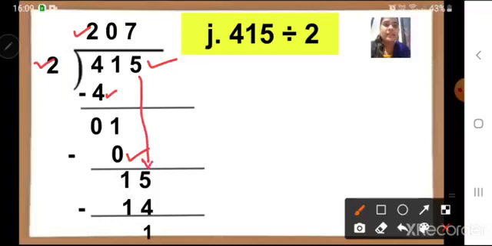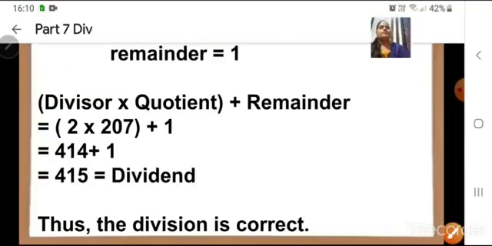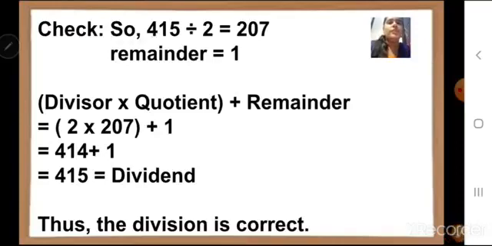Finally, we have to take the last number down, which is 5. And now it will become 15. Now 15 will not go in 2's table, but we have a nearby number which is 14. 2 sevens are 14. Then we will subtract. 15 minus 14 is equal to 1. So 1 is our remainder and our quotient is equal to 207. Then write, so 415 divided by 2 is equal to 207, remainder is equal to 1.